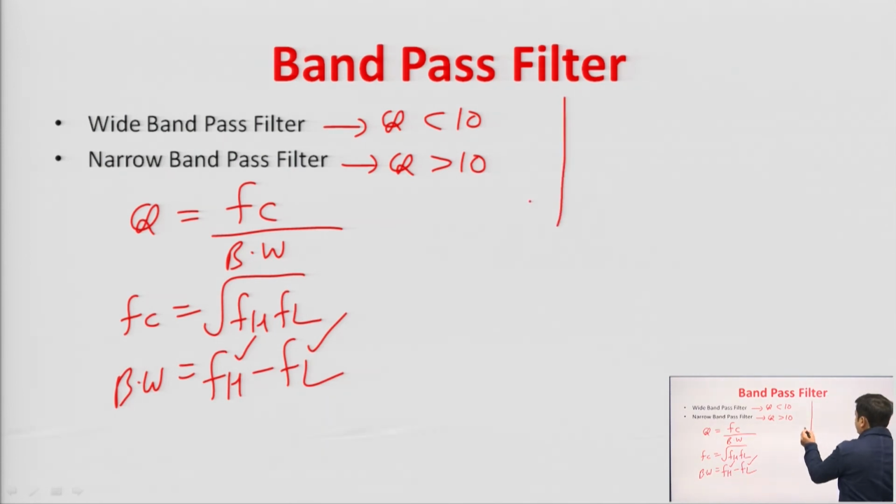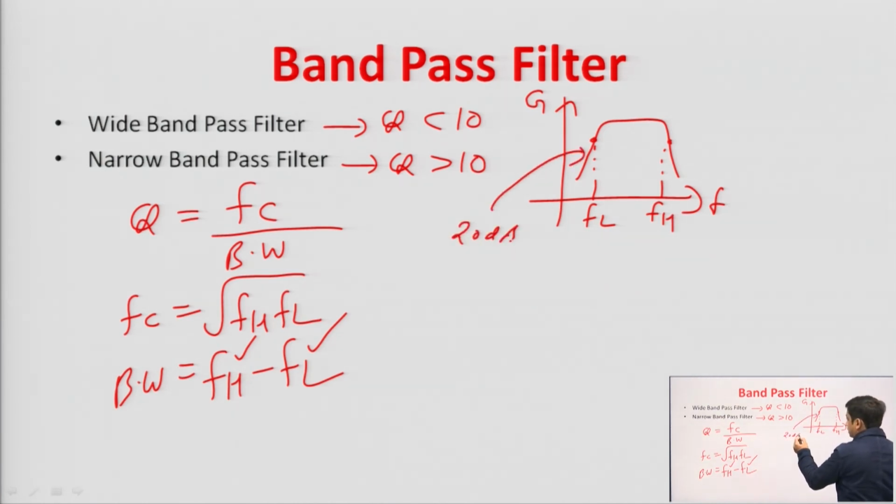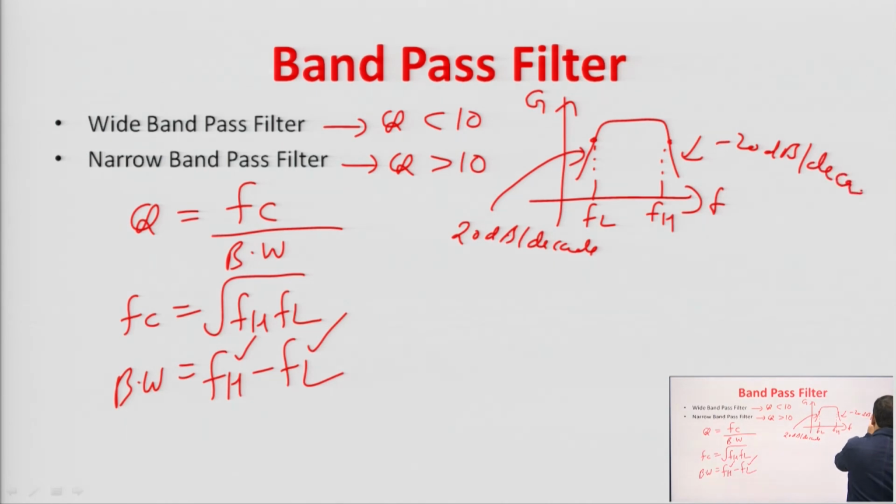FH is the upper 3 dB frequency, FL is the lower 3 dB frequency. When we draw the frequency response of the wide band pass filter, that is the gain versus frequency, then the graph is like this. It is called band pass filter because it passes a particular band of frequency and rejects the remaining frequency. So, here we get two cutoff frequencies, one is FL and another one is FH. This rate is 20 dB per decade, and this one is minus 20 dB per decade.